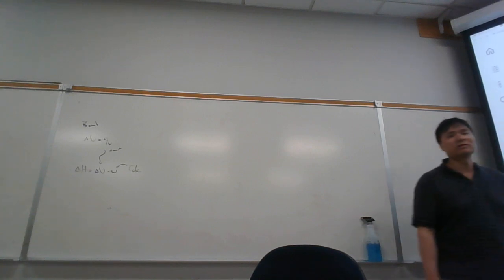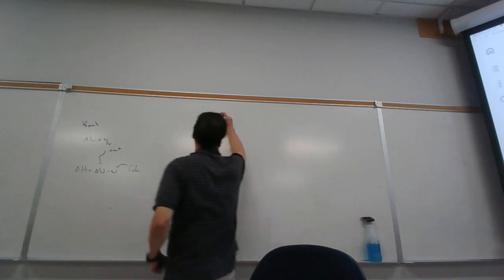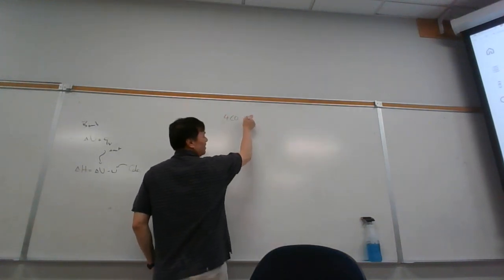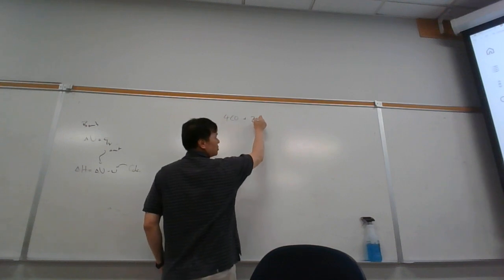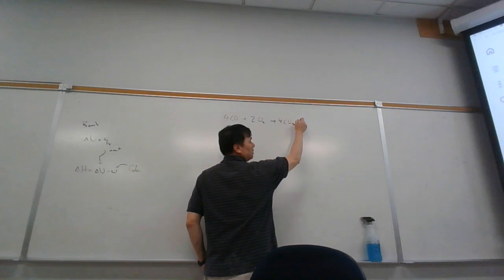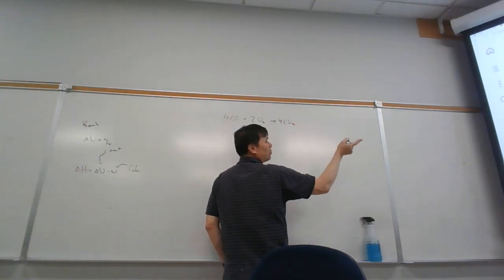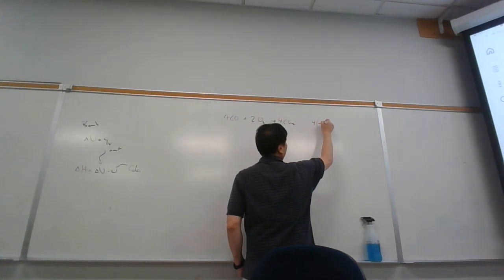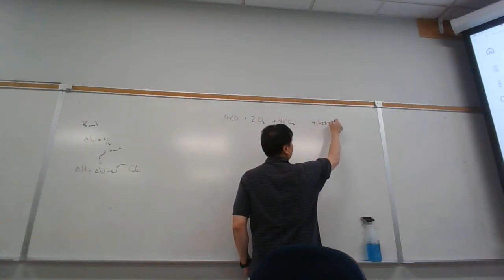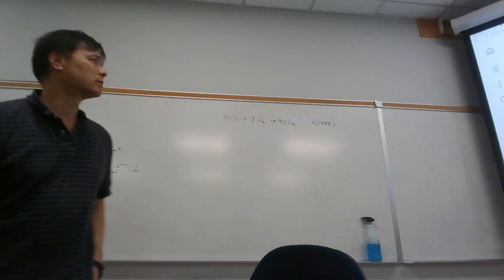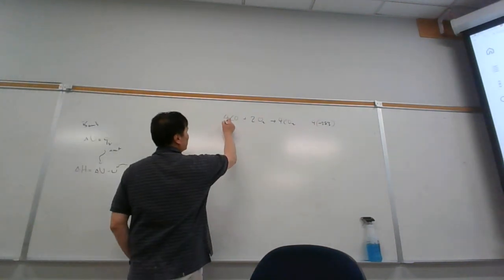So the first thing we do is get 4 carbon monoxides. So I'll do 4 carbon monoxides plus 4 times 1/2, which is 2 O2. This is going to yield 4 CO2. And then it's going to be 4 times minus 283. All right, so we have our 4 carbon monoxides.